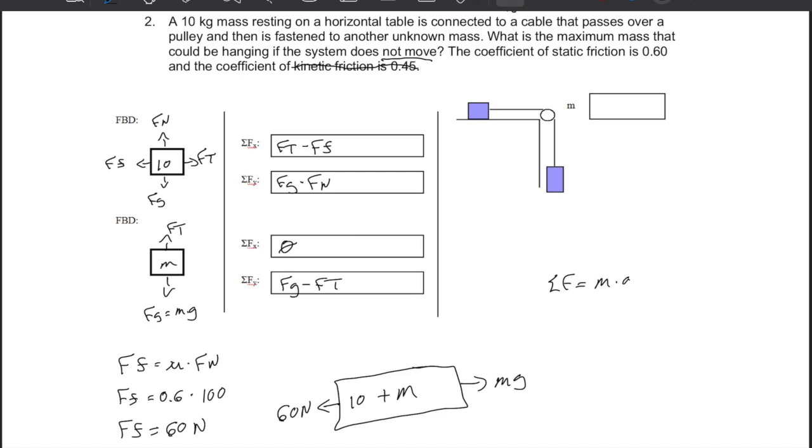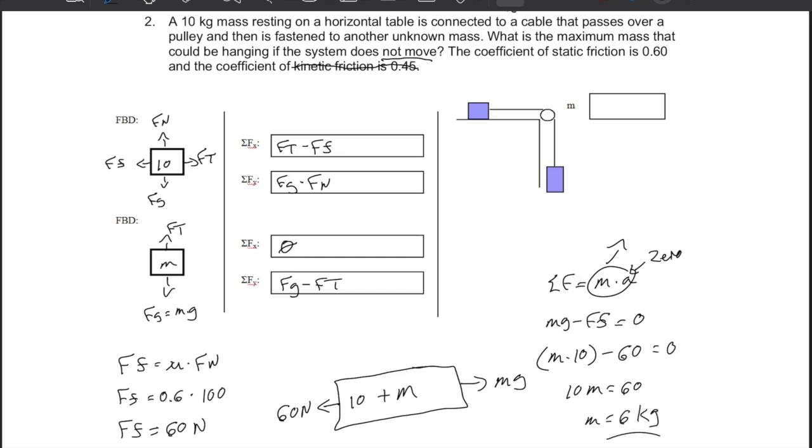If our net force is equal to mass times acceleration, and acceleration is 0, remember it's not moving, that means mass times acceleration is 0. So my net force would be mg minus force of friction is equal to 0, so mg is equal to force of friction, mg being m times 10, and force of friction being 60. So I can add 60 to the other side, say 10m is equal to 60. M is 6. The mass is 6 kilograms.